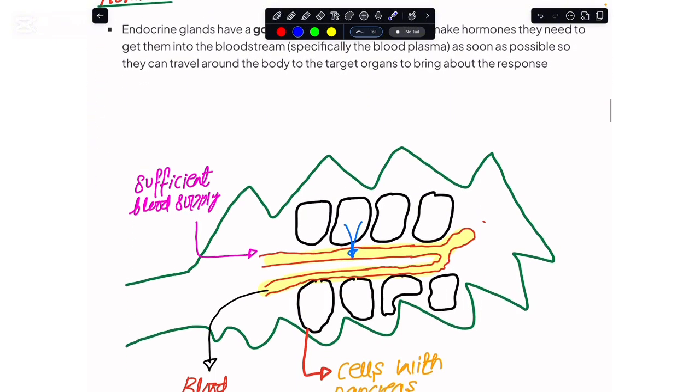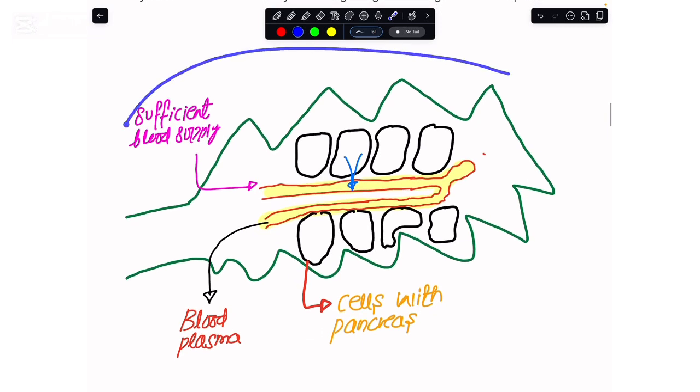So here, if I were to show this diagram, here I have drawn a major endocrine gland of our body, and this is the pancreas. And you see that in the pancreas, we have these cells. And what these cells are doing is releasing the hormone into the blood plasma.